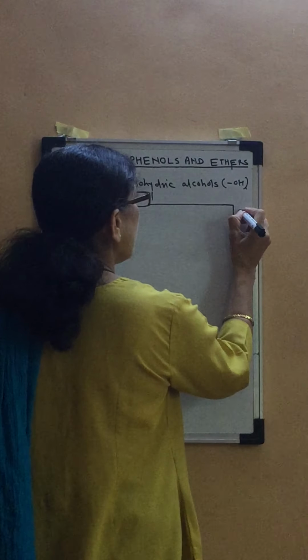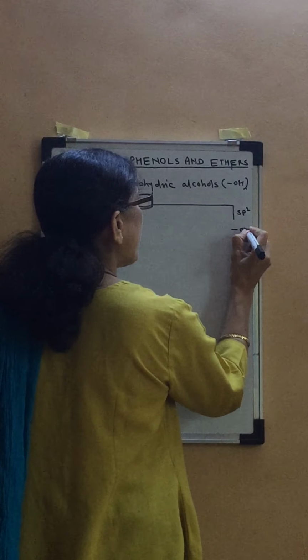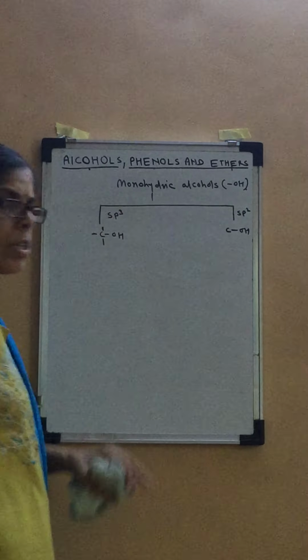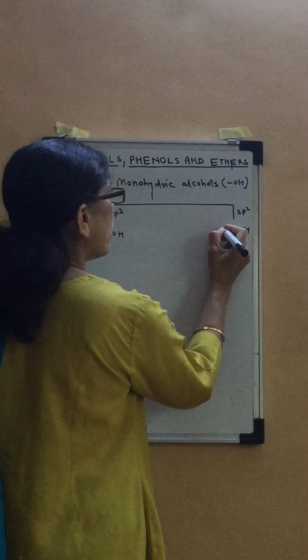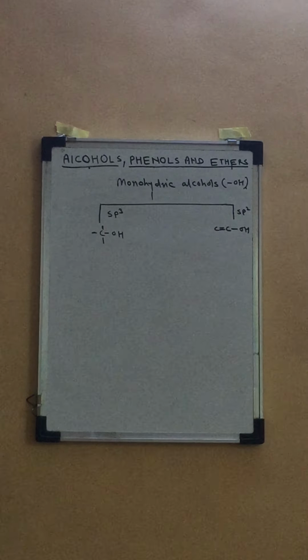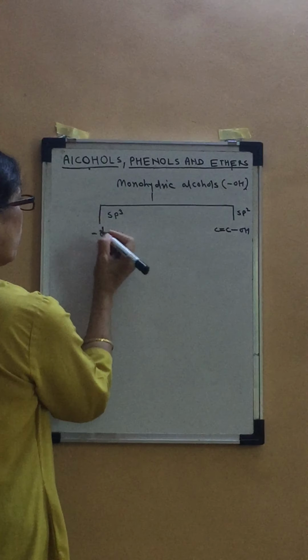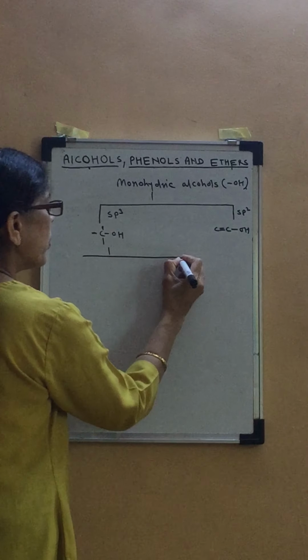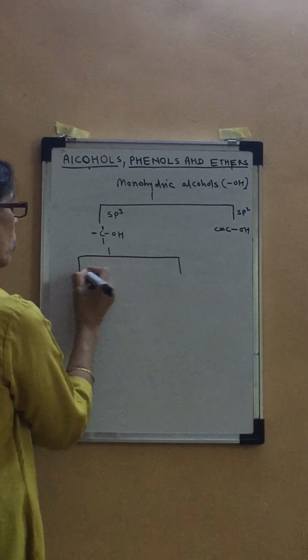And the OH-carrying carbon atom can be sp2 hybridized, meaning it is doubly bonded to another carbon atom, isn't it? So this is the basic classification. Now these are further classified into 3 types.